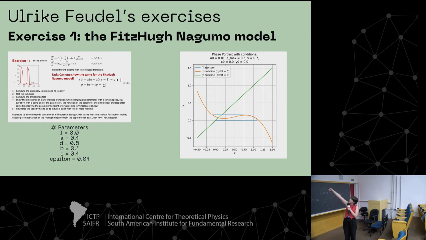Yes, the blue is the trajectory. This is the phase space. So what you would have if the system was able to do what you wanted us to see, which is a burst with 2 or more maxima, is that it starts here, goes here, and then it sort of moves up because I'm shifting the null lines up with these 2 parameters. Yes, so that's the first exercise.